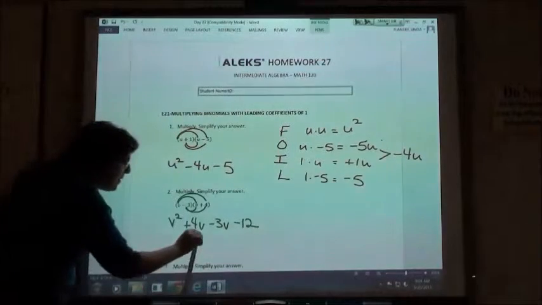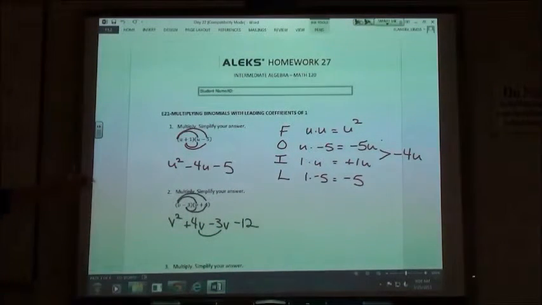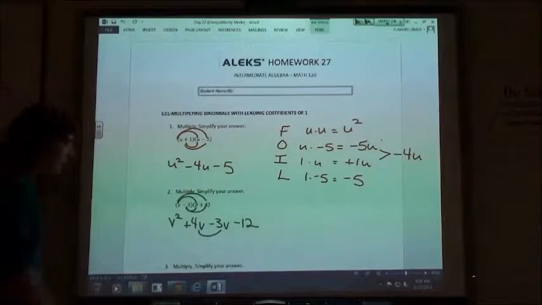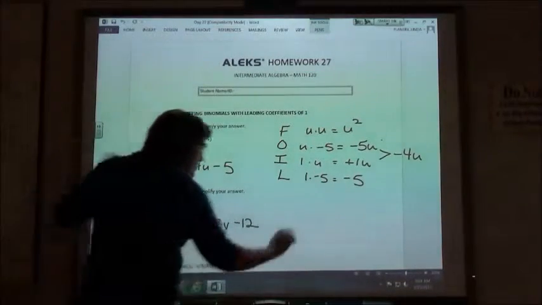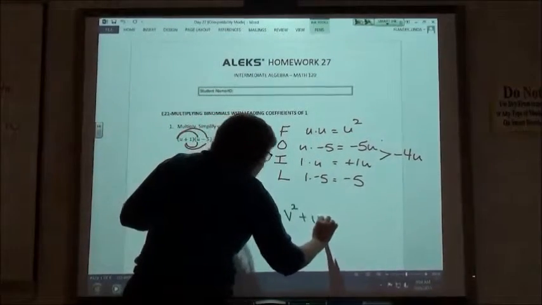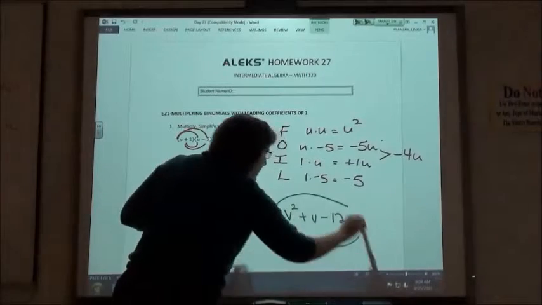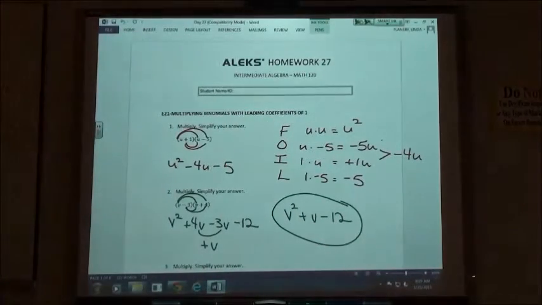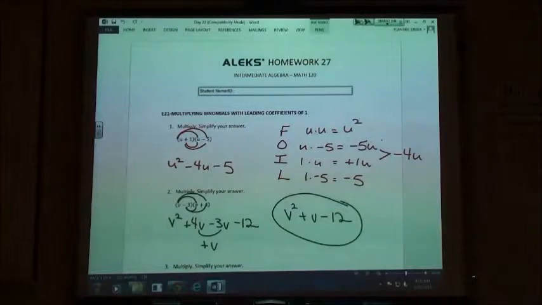I'm then going to combine my middle terms. So a 4v minus a 3v would be a plus v. So my answer is v squared plus v minus 12. And I get what's called a trinomial because there's 3 terms in my answer.